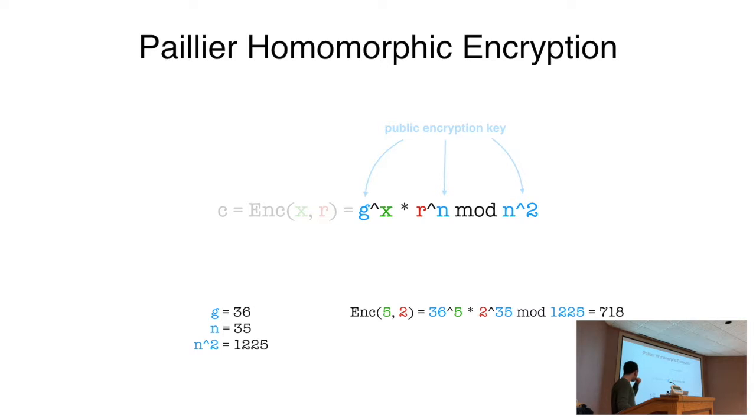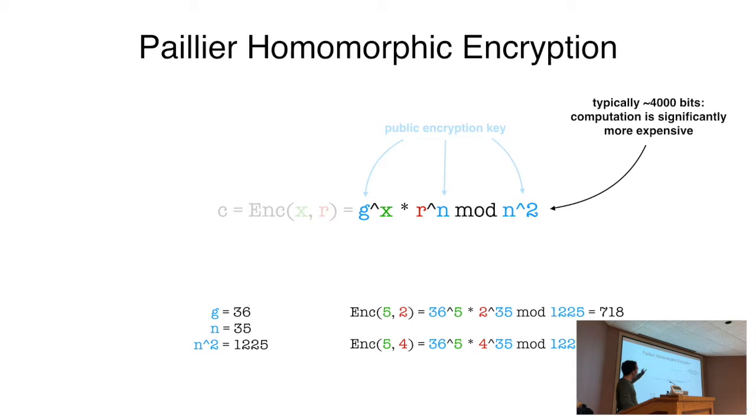So these public encryption keys, let's just say they're public. We have 36 and 35. G is 36, N is 35, N squared is whatever that is. So if we have randomness 2 and a value 5 that we want to encrypt with that, we can perform this calculation. We end up with 718. Now we can do the same thing except with randomness 4, so a different private key, and the resulting number is 674. So these are two different encrypted values referring to the same underlying plaintext value.